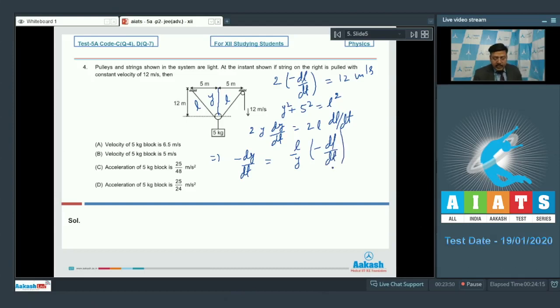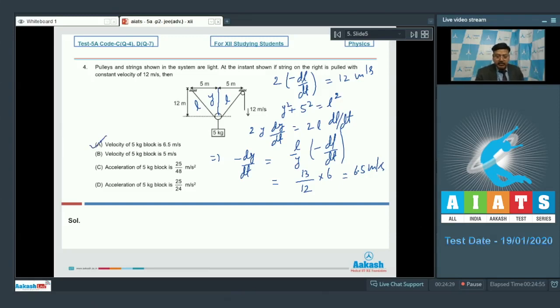Now at the instant shown, y is 12 meter, so this L will be 13 meter by applying Pythagoras theorem, and so this value is 13 divided by y is 12, and minus dl by dt we saw will be 6 meter per second, so into 6, this is coming out to be 6.5 meter per second. So that means option A is correct and option B is incorrect.